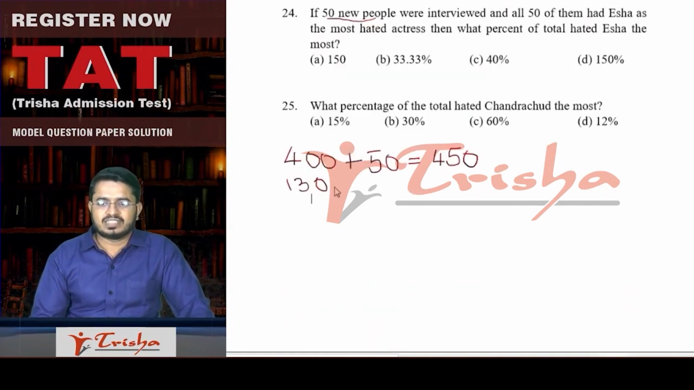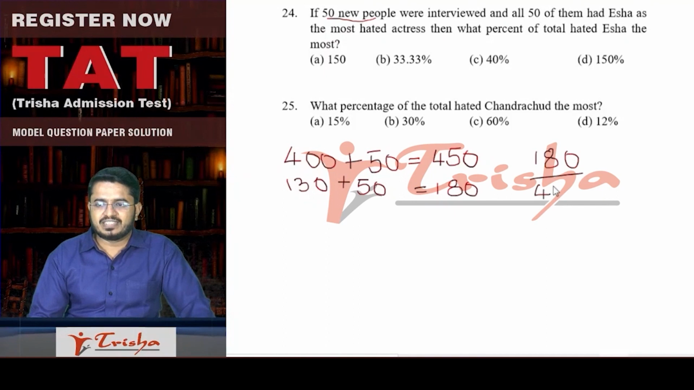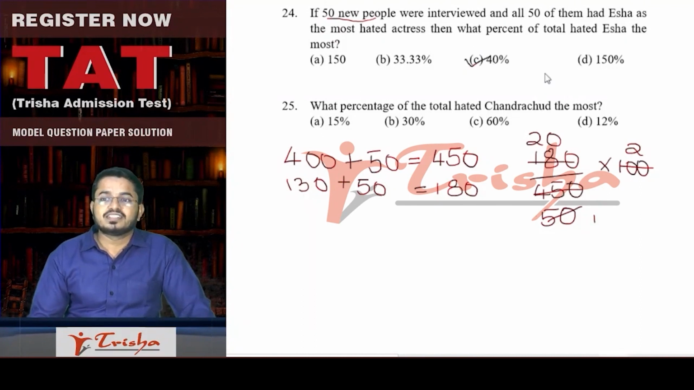So 130 plus 50, correct? 130 plus 50 is 180. So if you take this, 180 divided by 450 into 100. Simple, students. 9 20s are 180, 9 50s are 450, correct? 1s are 2s are. So 20 into 2, 40%. So the percentage of total people who hate Isha the most will be 40%.